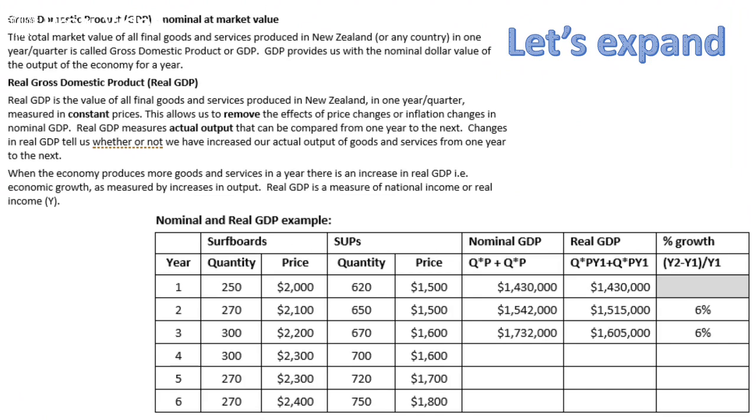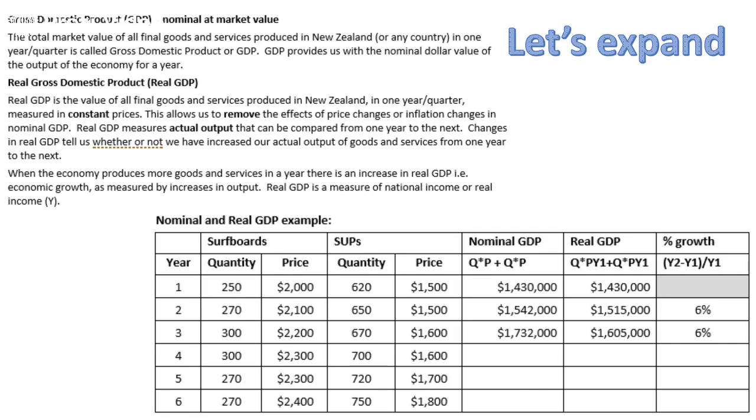Okay, so GDP, it can get a little bit confusing, but it's not actually confusing. We know that GDP is the total market value of all final goods and services produced in New Zealand. And you can do this for any country, in either a year or a quarter. So it's the dollar value. That's what you need to remember.